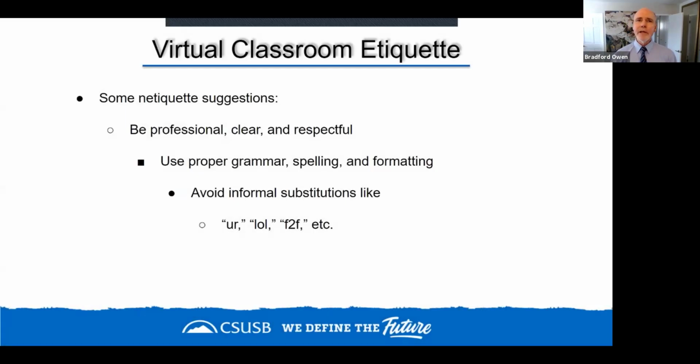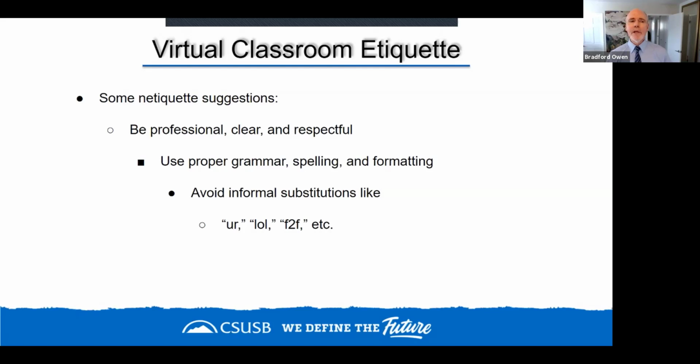One way to think about this is to use the same principles of behavior that you would use in a face-to-face classroom. So how would you address your instructor if you spoke up in an in-class meeting? How would you address fellow students if you were all together in a room? And I hope it would be in a respectful, considerate way.